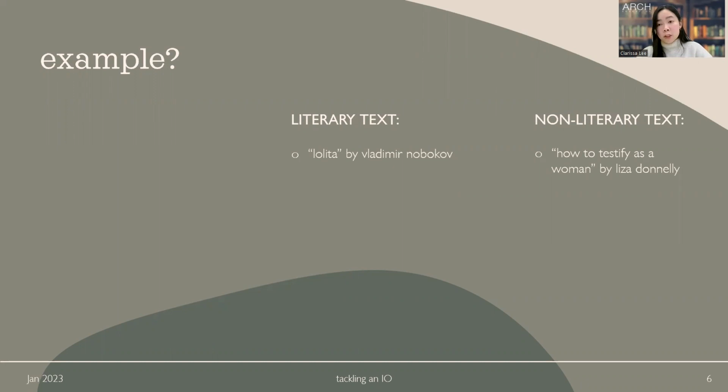So the 2 texts that I've chosen to go through: the literary one will be an extract from Lolita by Nabokov, and the non-literary one will be a cartoon, How to Testify as a Woman by Liza Donnelly, a cartoonist. So let's go ahead and look at the extracts before I review what global issues these texts can work with.